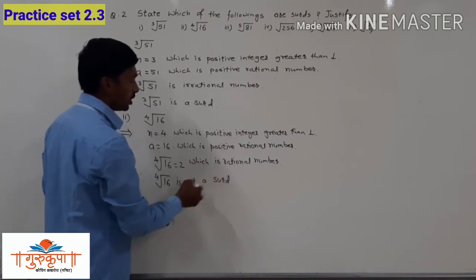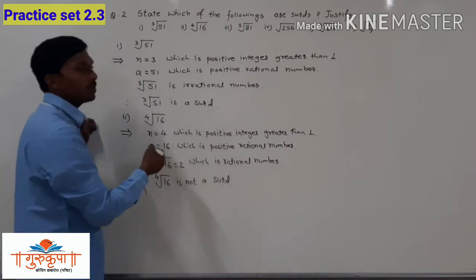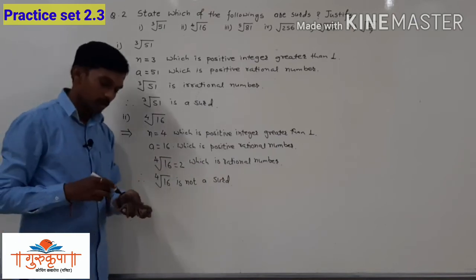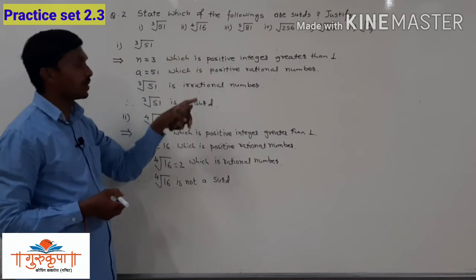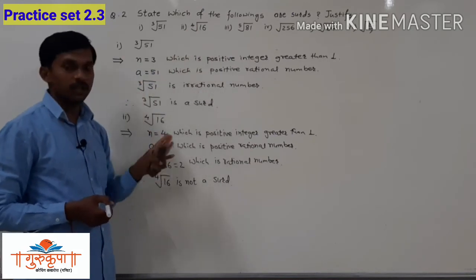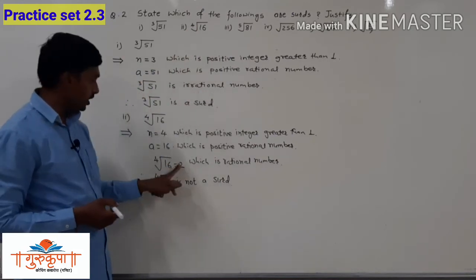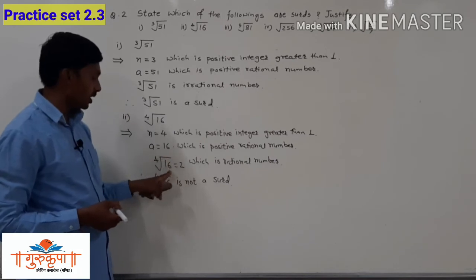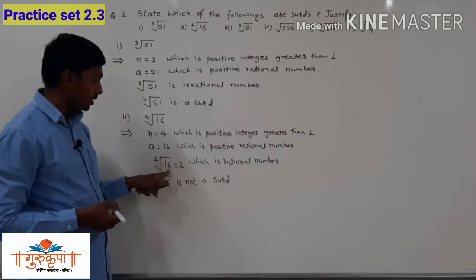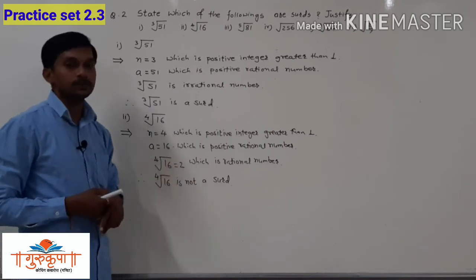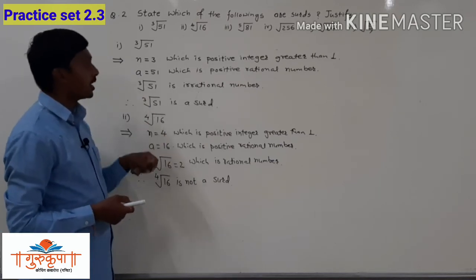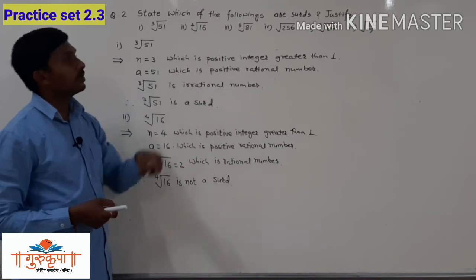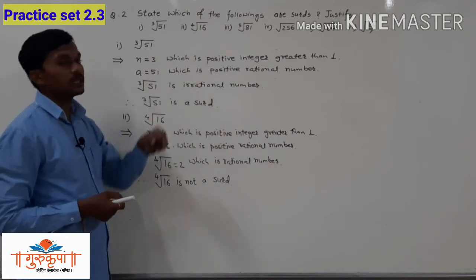Why is it not a surd? Since it is a rational number, it is not a surd. It is very important that the number which we have been given should be irrational. Then it is called a surd, and we get that this is a rational number, since the fourth root of 16 is 2. So now this is all about the second example. Now we will solve the third example.